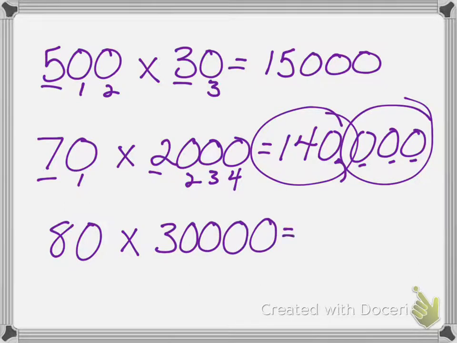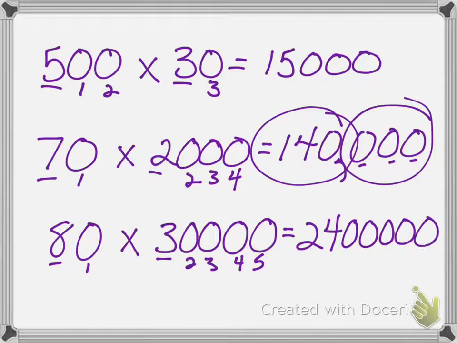Figure out what the number at the beginning is going to be. 8 times 3 is 24. Now count up your zeros. 1, 2, 3, 4, 5. I'm going to write 5 zeros in here. Now, if I want to put my comma in properly, there's my group of 3, there's my group of 3. So the answer is 2,400,000. 80 times 30,000 is 2,400,000.